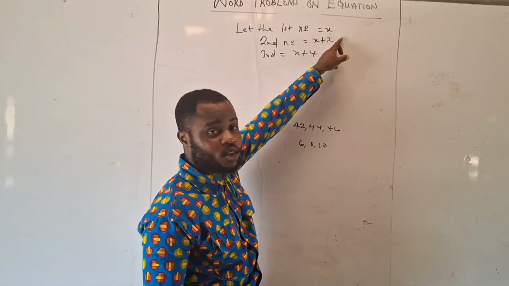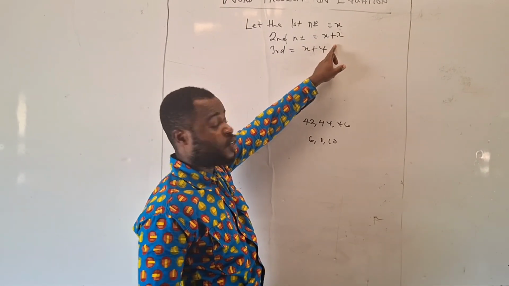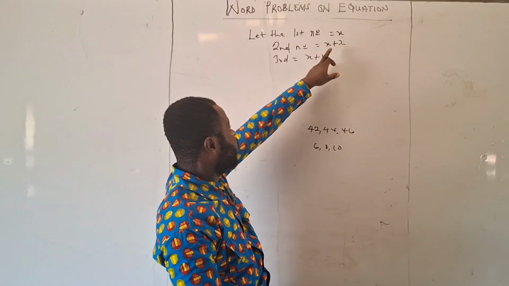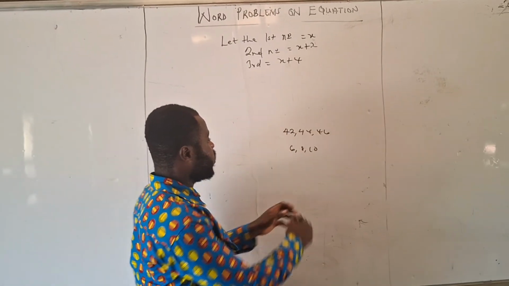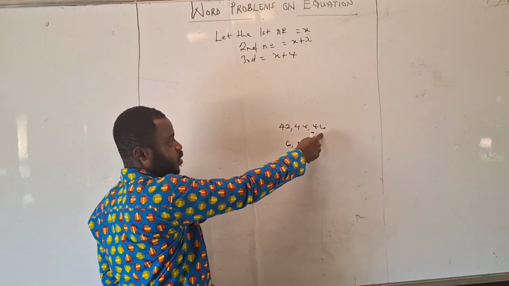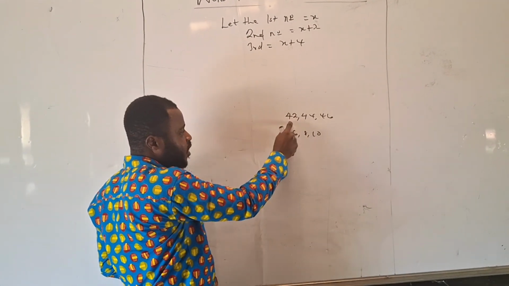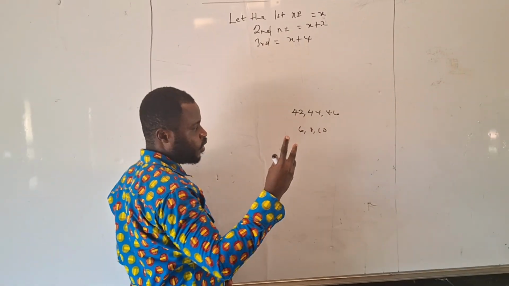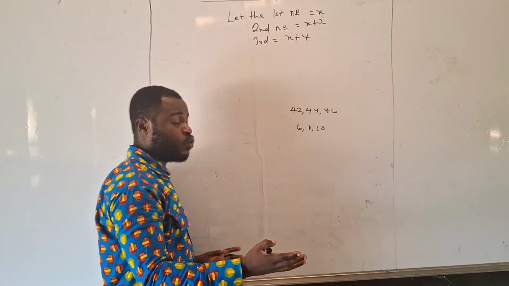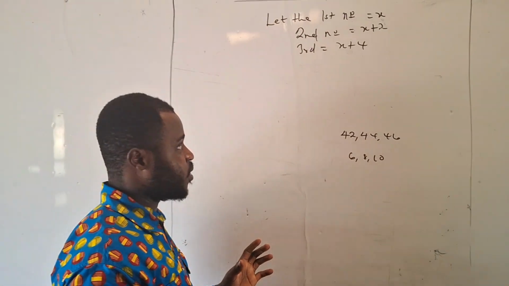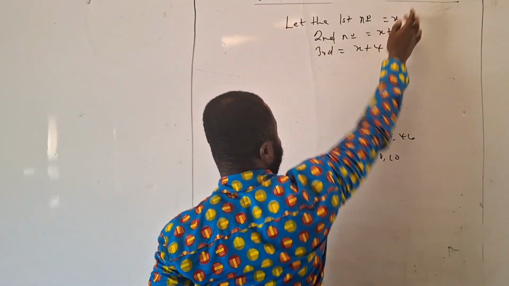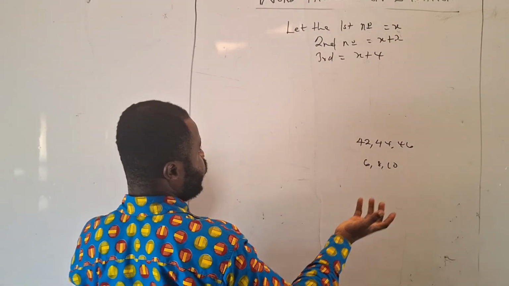So the first number is x, the second number is x plus 2, and the third number is going to be x plus 4. The difference between this and this is 4, and the difference between this and this is 2, the same as this. So this is how we do it. Even if it is odd numbers, the same thing. So they said the sum of this is 36, so we should find the numbers.